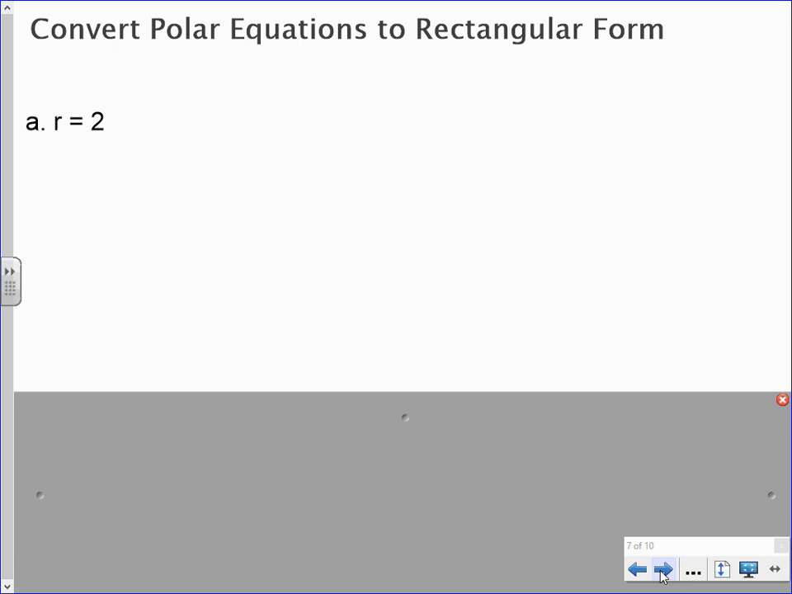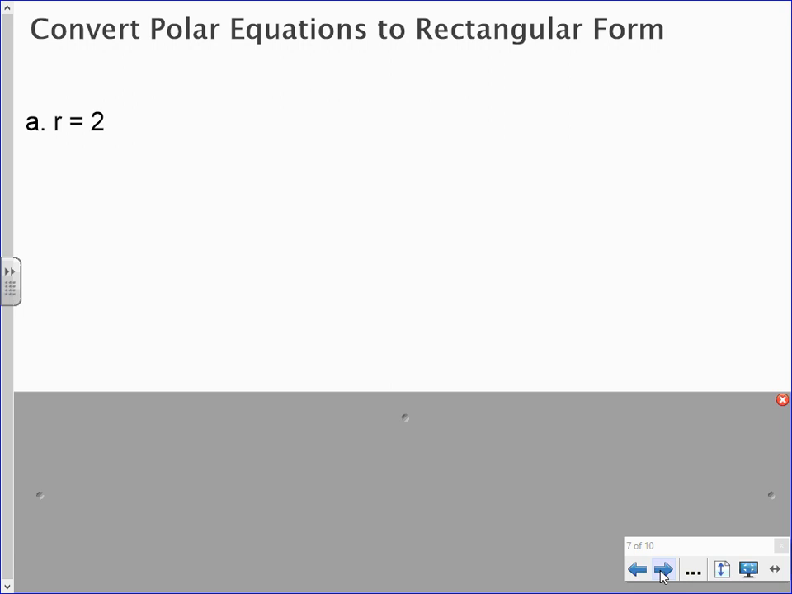All right, here's our first equation, r equals 2. When we're converting polar to rectangular, I can't really give you a strict set of definitions or steps that I want you to follow. You basically need to be creative. So we need to think about anything we know that involves r, and how can we take r and get it into terms of x and y? Any thoughts?